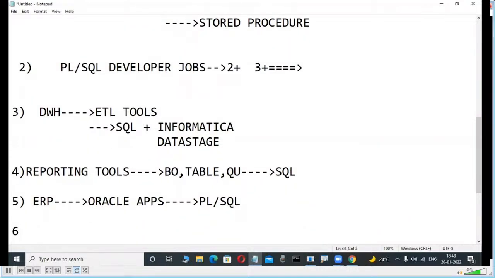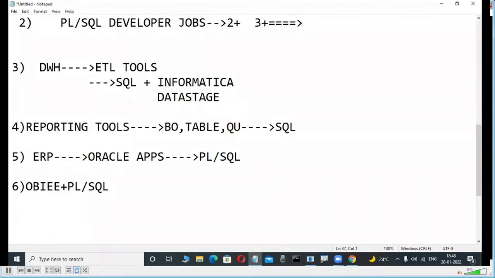Again, OBI programmers are there. OBI, and this product is there, and here the PLSQL jobs are there. Those persons also learn like that. These courses. Again, that's what, different persons.